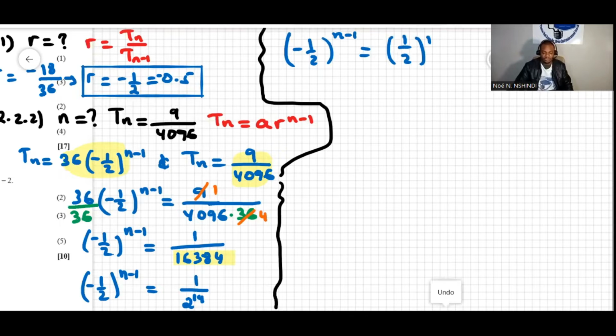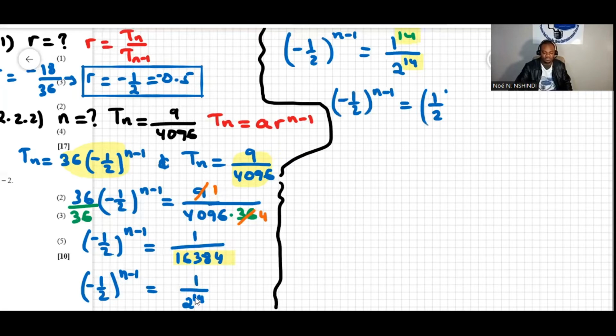Why am I saying so? Because one can have any exponent. So we can write 1 to the power of 14 over 2 to the power of 14. And because 1 to the power of 14 is just 1, this can be written as negative a half to the power of n minus 1 equal to a half to the power of 14.